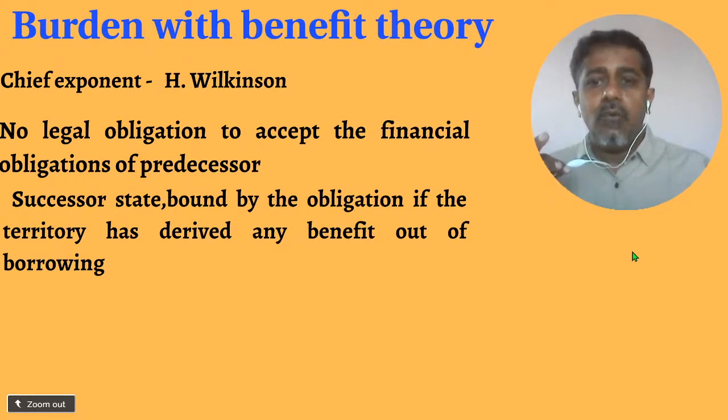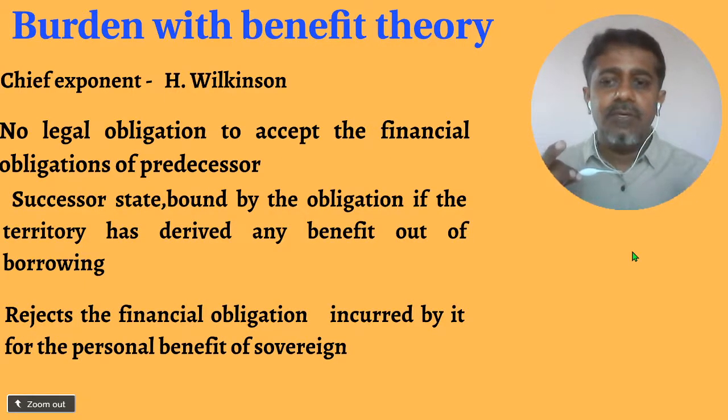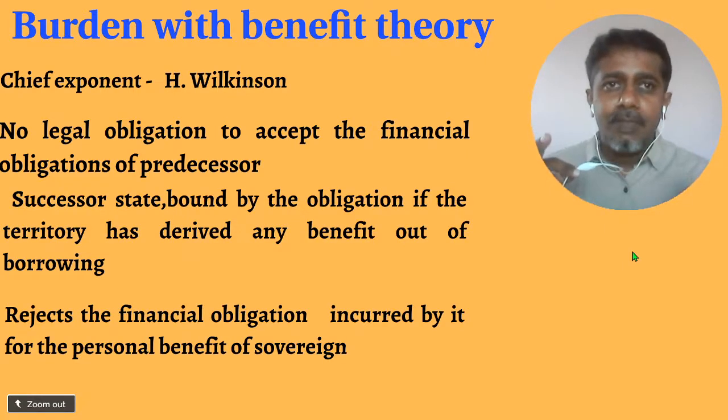That is the way it works. Then there is rejection of financial obligations incurred by a previous regime for the personal benefit of the sovereign. If the previous sovereign, for his personal benefit or personal use, incurred some state liabilities or state obligations, then there won't be state succession as far as those obligations are concerned.